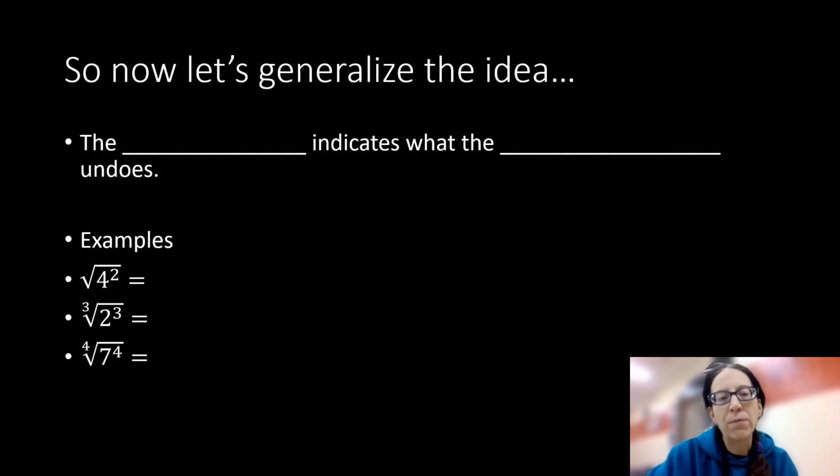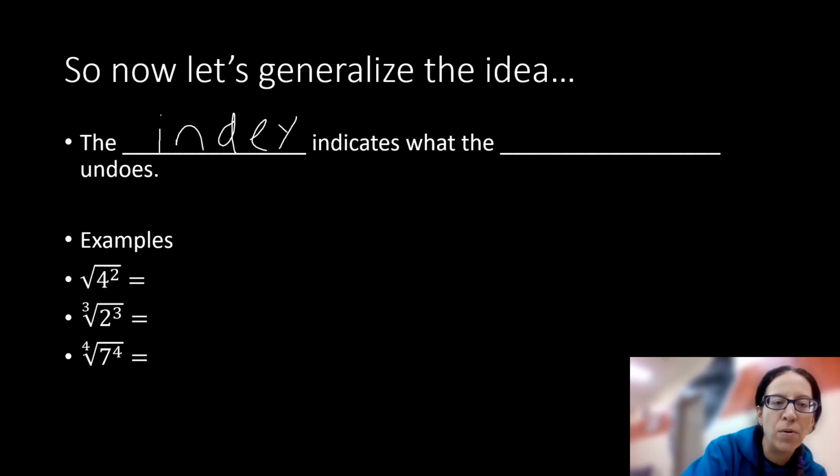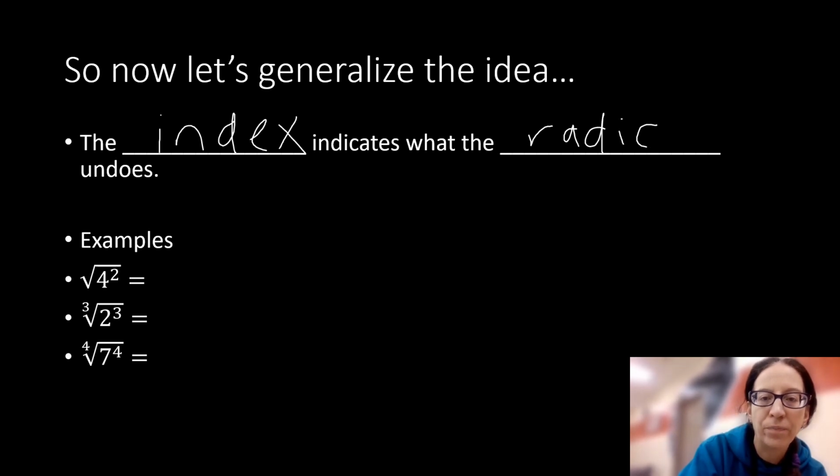All right, so now let's generalize. We go back to square roots and review what those mean. Then we extend that to cube roots, because we're pretty familiar with cube roots at this point, or cubing. Now we want to generalize it, because math is really good like that. If you get how a square root works, it doesn't take too much to take that to the next level. So to generalize it, we would say that the index, that number that's in the radical there, indicates what the radical or the root undoes.